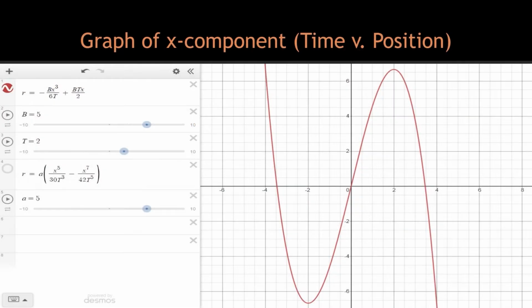So we're going to take a look at the graph of the x component of position for the helicopter. Beta has been chosen as a reasonable value, as you can see it's 5, and the path of the helicopter is from negative big T to T. We have set big T equal to 2, so the domain of this graph from negative 2 to positive 2 is the motion that we will be paying attention to.